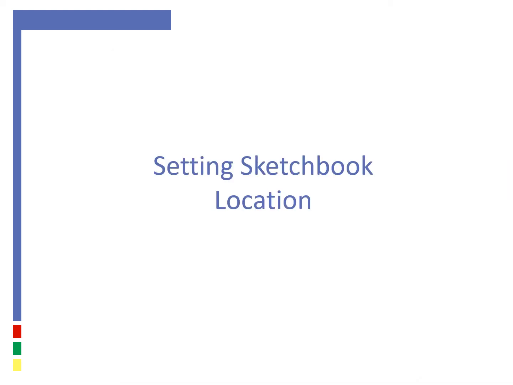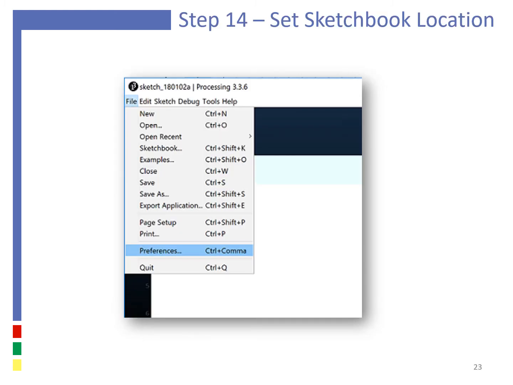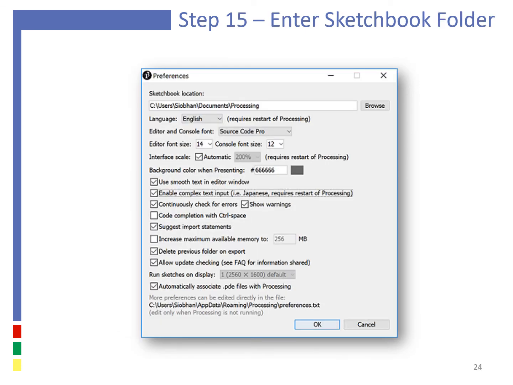Now that we've installed processing and we've told processing that we're going to be using Python as a programming language, we want to tell it where to store all of our programs that we're going to start writing. And that's what we call the sketchbook location. So the first thing we need to do in order to set our sketchbook location is to select Preferences from this File menu in Processing. Then this window will appear.